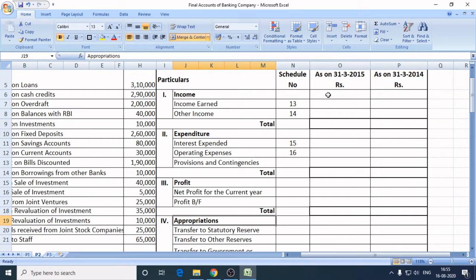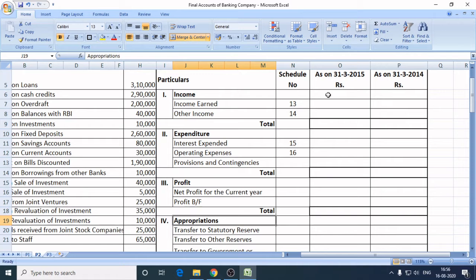Now in the case of the second part, expenditure, there are two more schedules, 15 and 16. 15 is interest expended and 16 is operating expenses. Now in Schedule number 15, interest expended, we have to show the expenses related to interest, meaning whatever interest the bank has paid on its deposits and on its borrowings, we have to show under Schedule number 15. All the remaining expenses of the bank we are supposed to show under Schedule number 16, that is operating expenses.